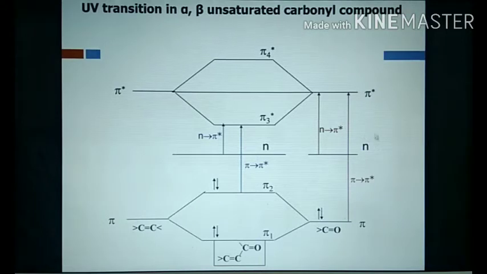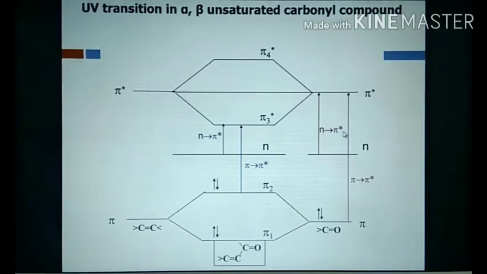Now you can say this is a non-bonding orbital, and one of the electron from this non-bonding orbital gets promoted to pi star antibonding orbital, and so you can say that n to pi star transition. So n to pi star transition और pi to pi star transition. n to pi star transition में energy कैसी है, less as compared to this one. So इसका absorption wavelength कैसे रहेगा, ज़्यादा रहेगा. That means more the value of lambda max, less the value of lambda max.